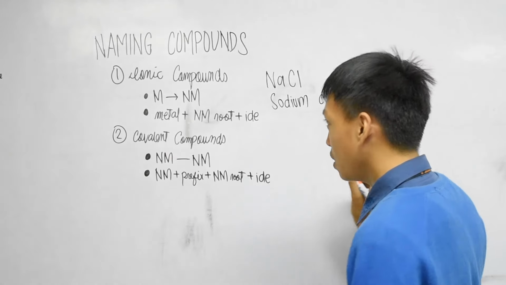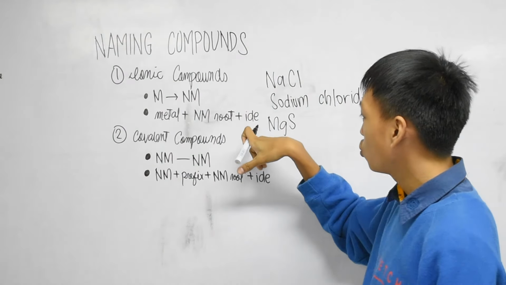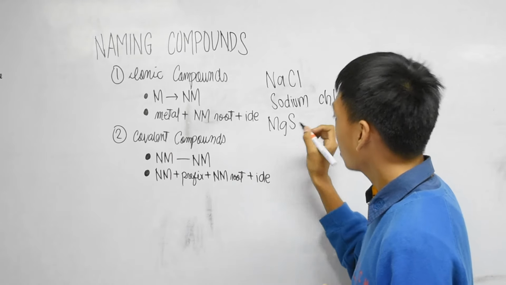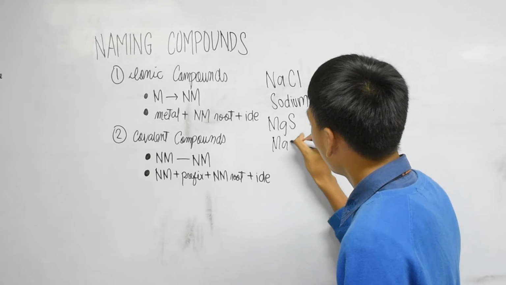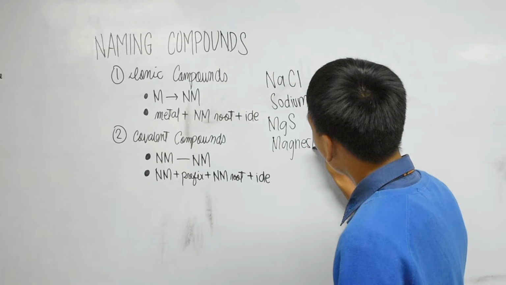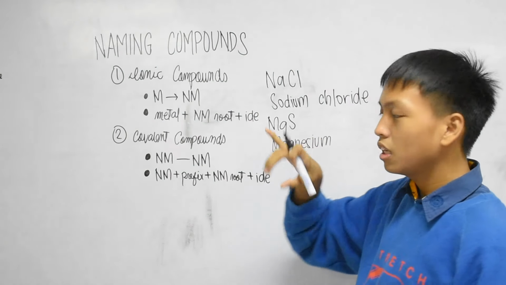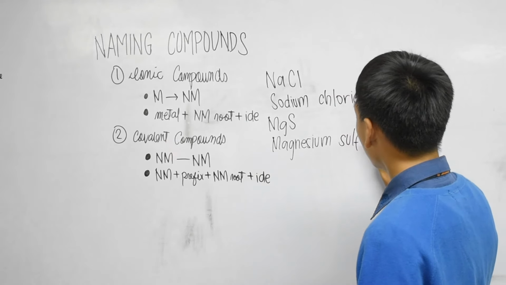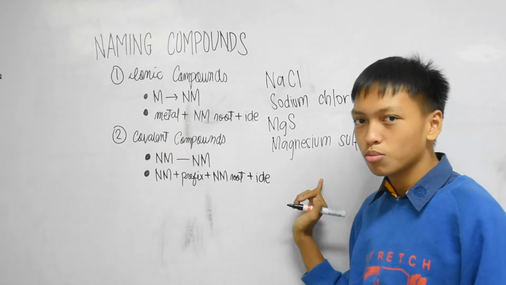Another example would be MgS. MgS is magnesium and sulfur. So first, write the name of the metal, which is magnesium, and the root word plus IDE of the non-metal, which is sulfur and sulfide. Sodium chloride and magnesium sulfide.